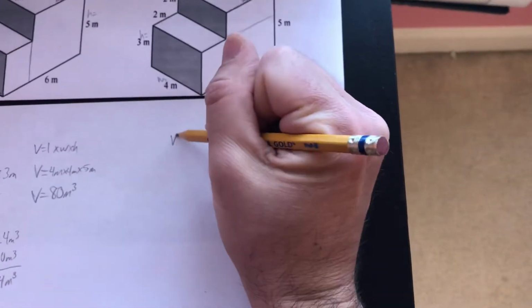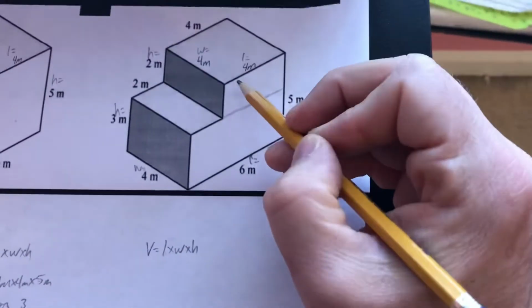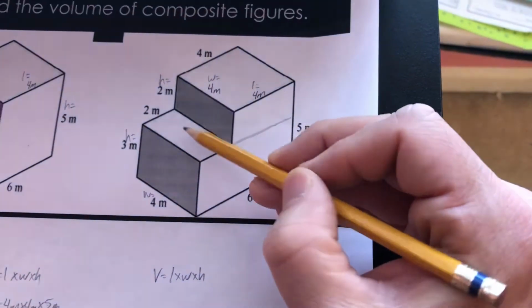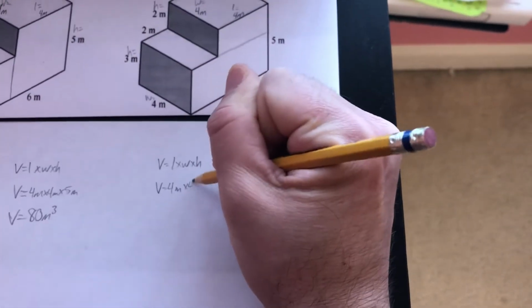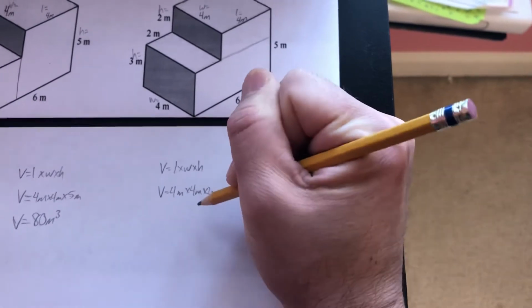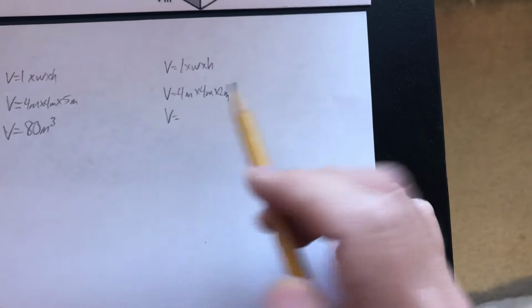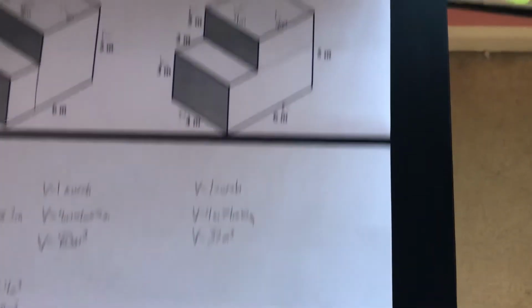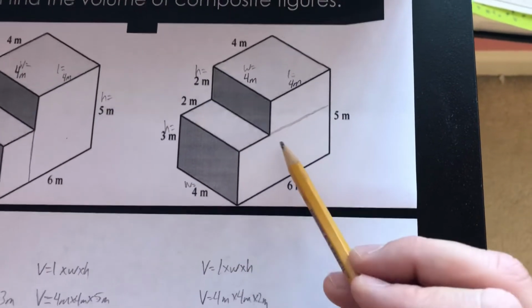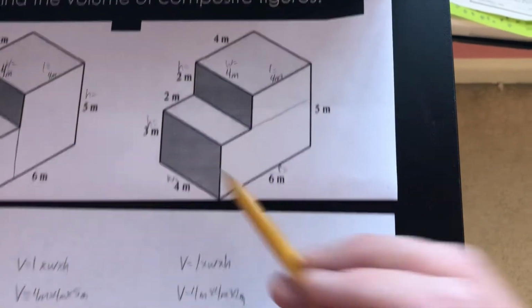Okay, so let's go ahead. I'm going to look at the smaller one on top first of all. Volume equals length times width times height. So the smaller one on top is 4 meters by 4 meters by 2 meters. So I'm going to do 4 times 2 first of all, equals 8, times 4 equals 32 cubic meters. Okay, so that was the one on the top, the smaller one. Now I'm going to do the one on the bottom. It's just 6 meters by 4 meters by 3 meters.